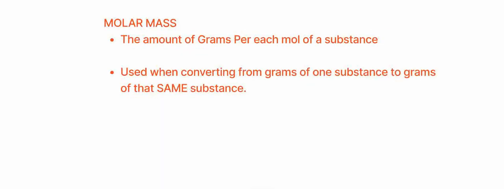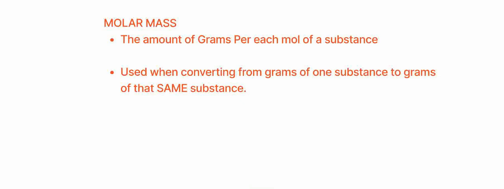In this video, we're going to look at molar mass. So this allows us to see how to convert the grams of one substance to the exact grams of that same substance. So in this case, it would be H2O to H2O instead of H2O to CO2 or any other substance. So it has to be the same substance. And the molar mass is the amount of grams per each mole within a substance.